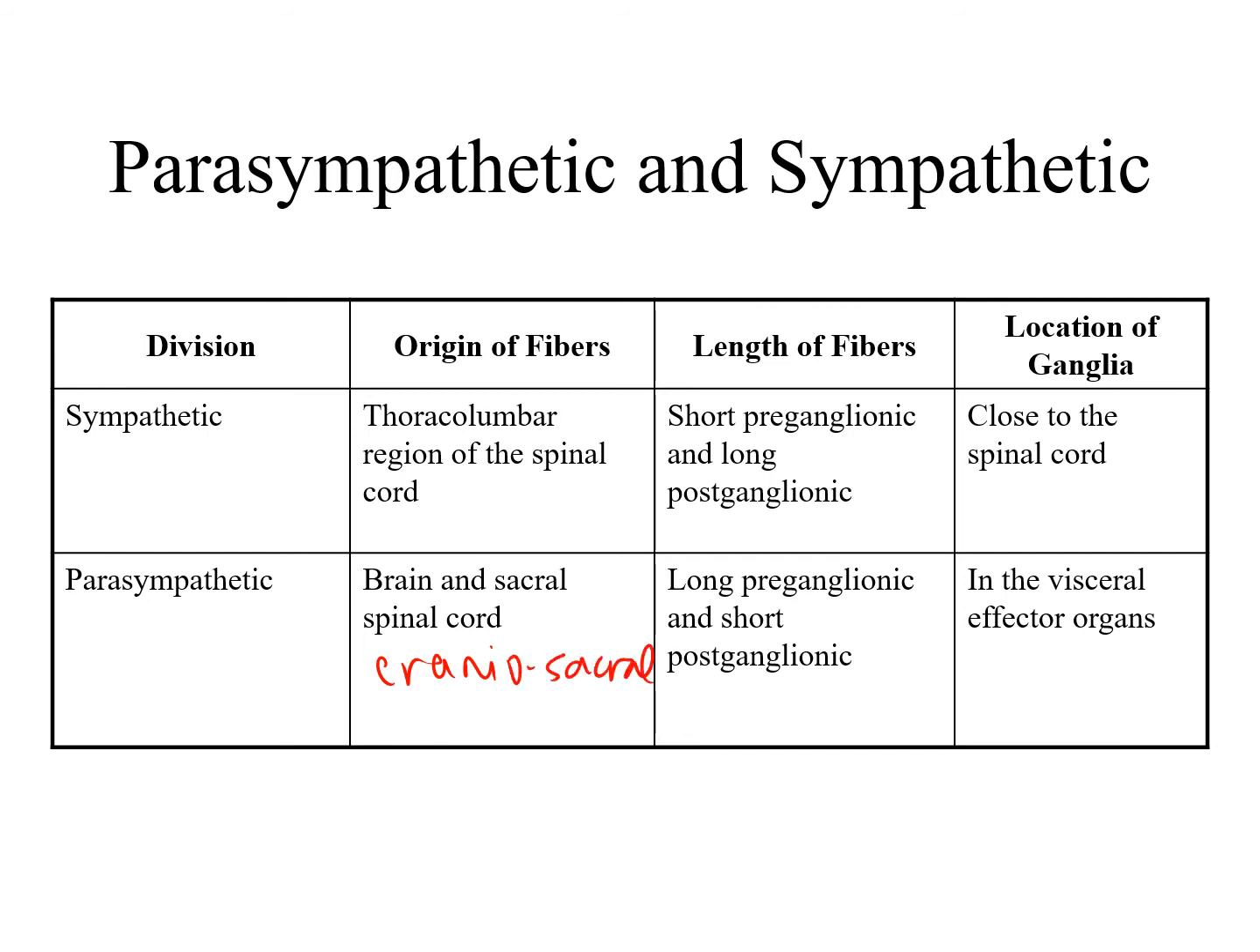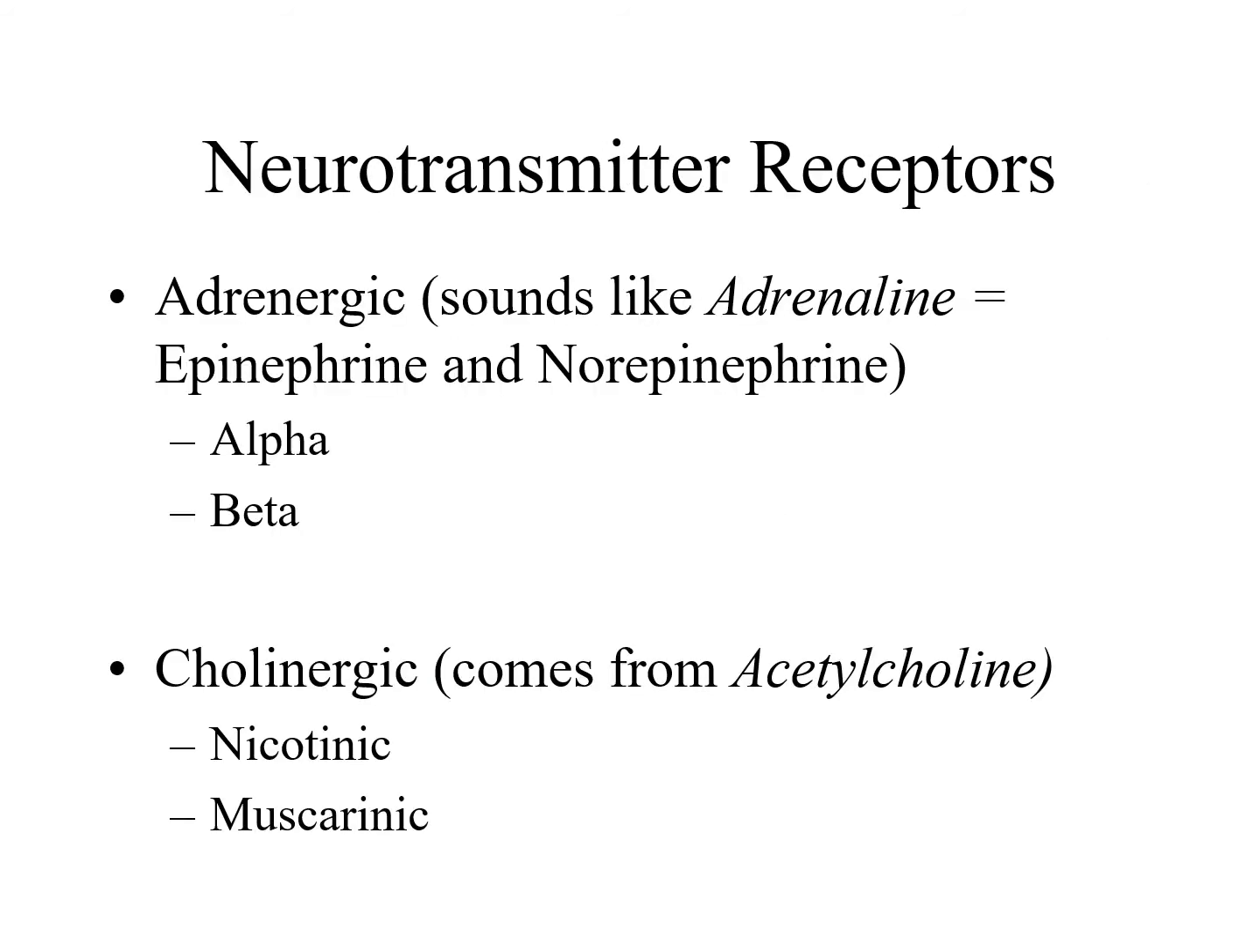Now, there are long preganglionic and short postganglionic neurons here because this particular system has the ganglia closest to the visceral organs. Let's take this a step further by talking about the neurotransmitters that play a role for each of these divisions. Over on page 124, you notice there's a chart there.